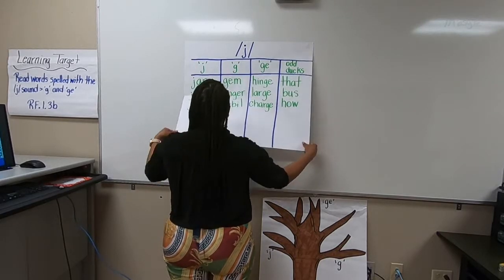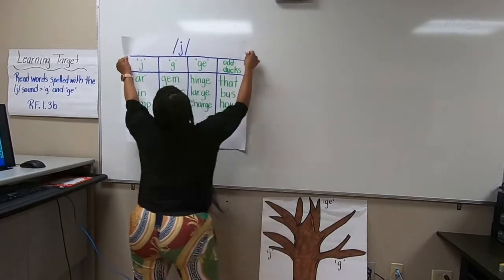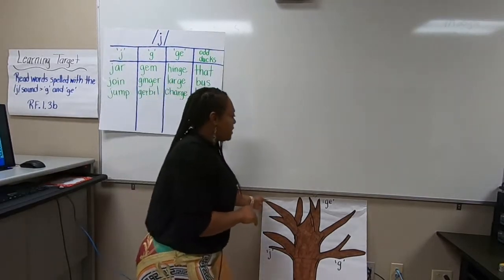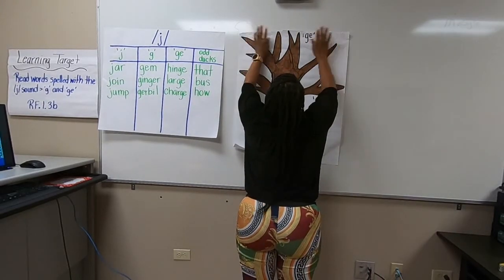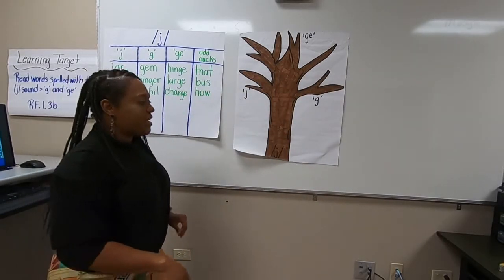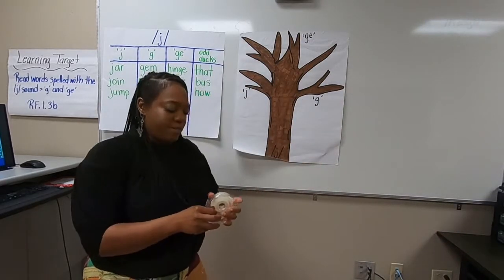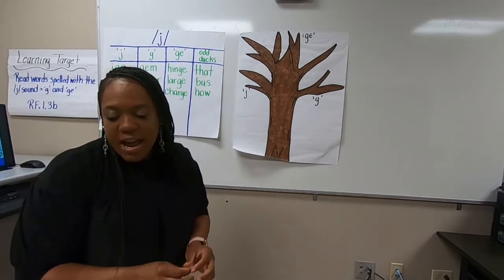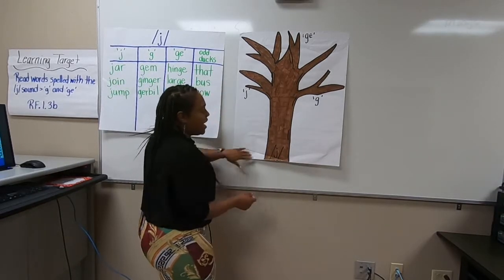Okay, guys, we're going to play a little game. I'm going to move my page over a bit, and you guys can always use this as a reference as you're playing the game. Okay, this is a spelling tree. Everybody say spelling tree. And our spelling tree is going to help us organize the different spellings of our J sound.